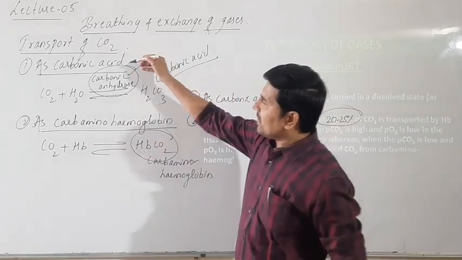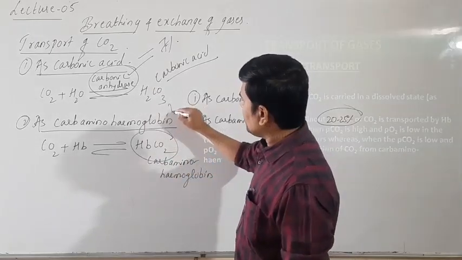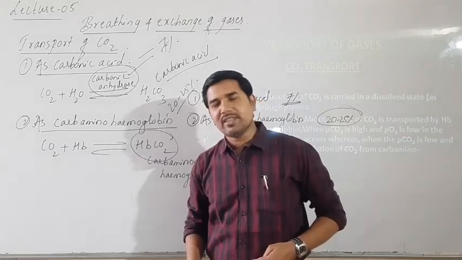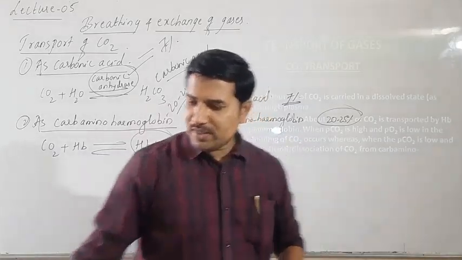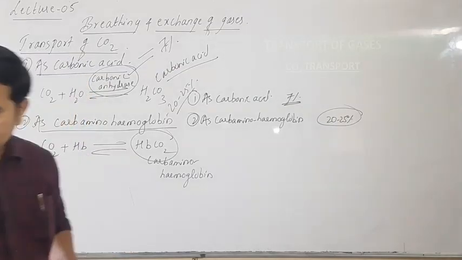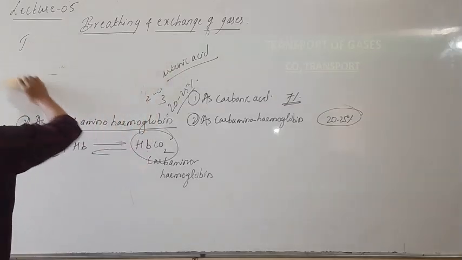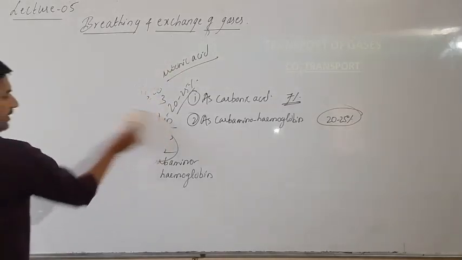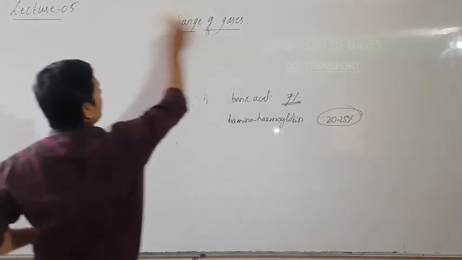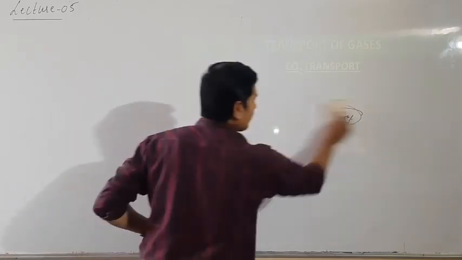Then what is the percentage here? As carbonic acid, 7%. This is 20 to 25%. According to NCERT, it is 23 to 25%. Then, apart from this, the third one is regarding the bicarbonates. So, what is the percentage of carbon dioxide that is transported in the form of bicarbonates? In the form of bicarbonates, it is around 70%.